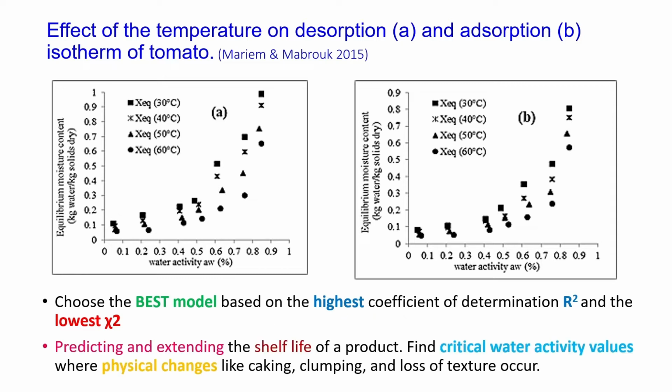Then we're going to predict and extend the shelf life of our products by finding the critical water activity values, where physical changes like caking, clumping, and the loss of texture, the loss of crispiness, may occur. So it's just a simple explanation. We're going to talk in depth in the later parts of this workshop.